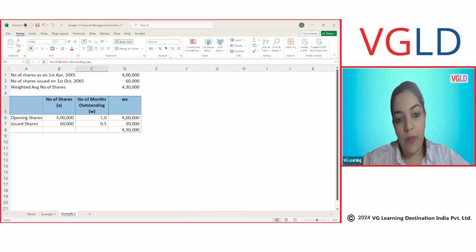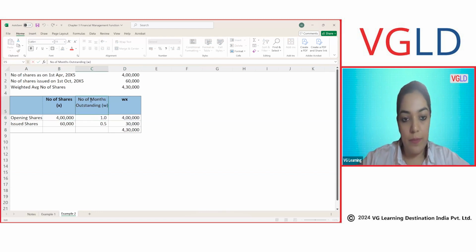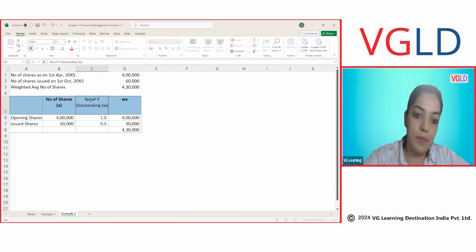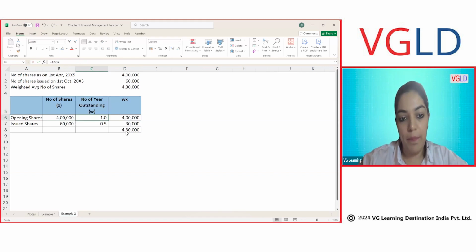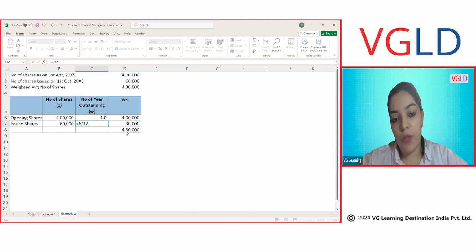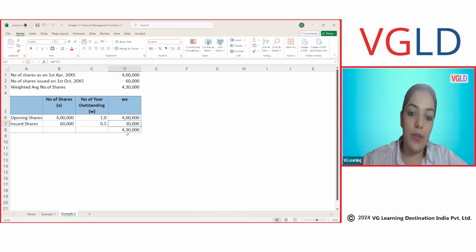So this is active for a number of years, you can put it. Number of years outstanding. This is outstanding for the whole 1 year. 4 lakh shares were outstanding for the whole year. And this is outstanding for 6 months of the year. So the weighted number of shares is 4,30,000. Okay. And now, what were my profits?